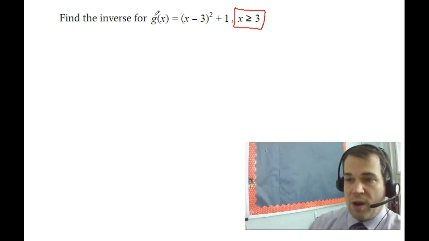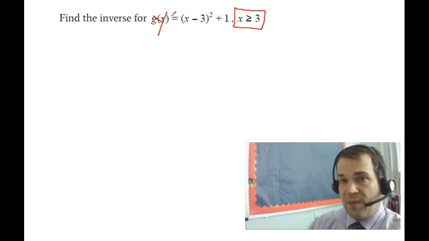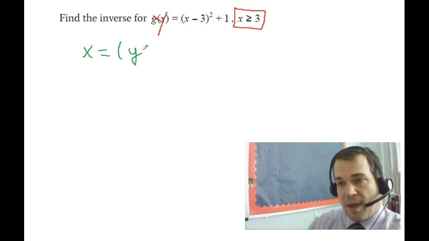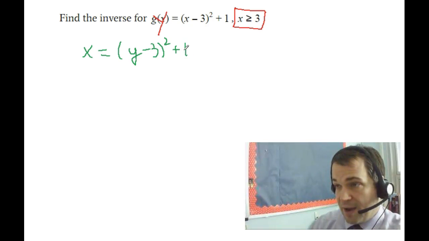But for now, I'm going to replace this with a y, and then I'm going to interchange x and y. So instead of saying y equals root x with this stuff, I'll say x equals y minus 3 squared plus 1. And now we'll go to the business of solving for y.